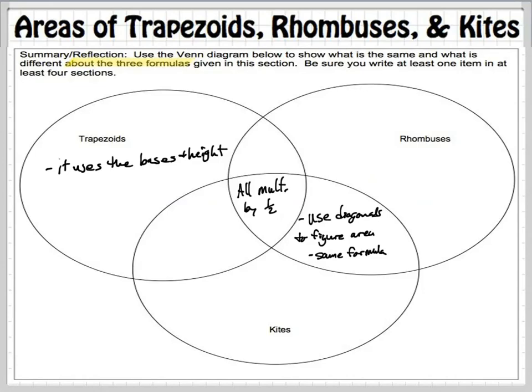Come on. Now, I challenge you guys to fill in something in every single one of these. But when you look up here, it says be sure that you write at least one item in at least 4 sections. So we got 3 sections. We got to have one more section. Come on, anybody? Alright, so we can't figure out anything else, but that's okay. Alright, we're done.